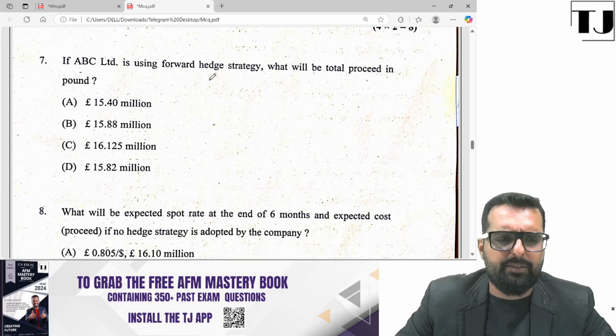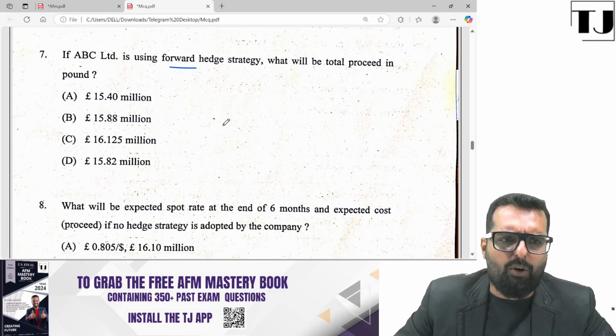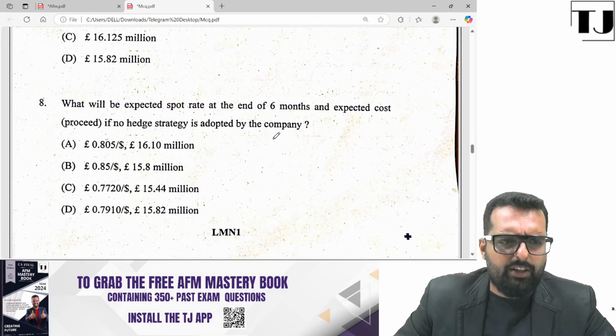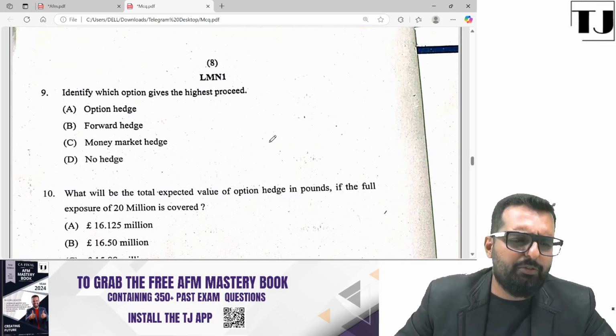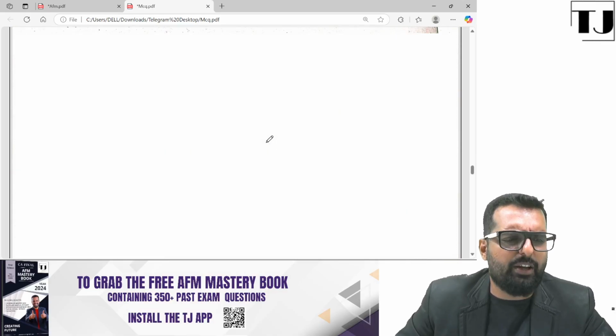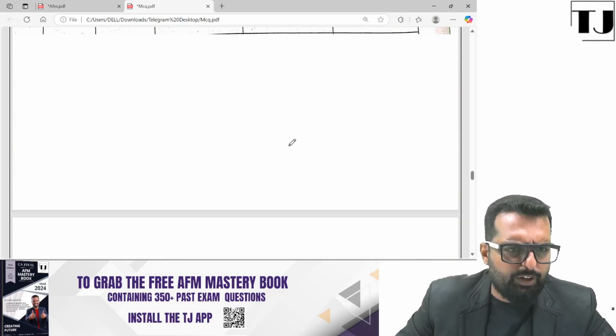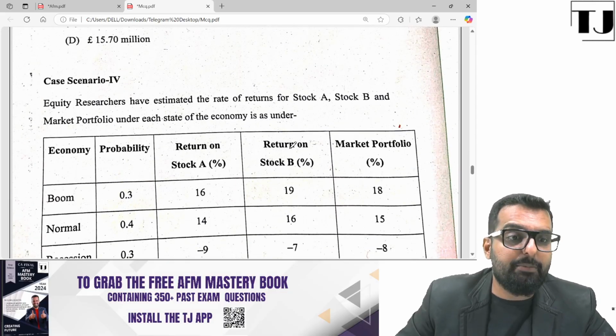Okay. Fine. Forward strategy, how much will you get? At the end of 6 months, if you go for no hedge, what is going to be the rate adopted? Very simple question, friends. I would not say even this was difficult. Even this was very easy and very much manageable.